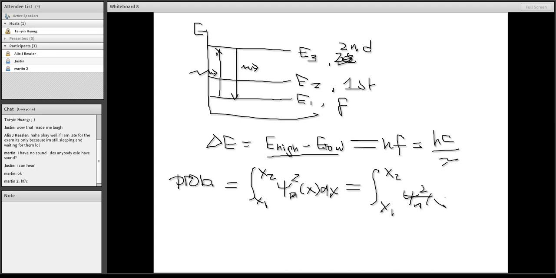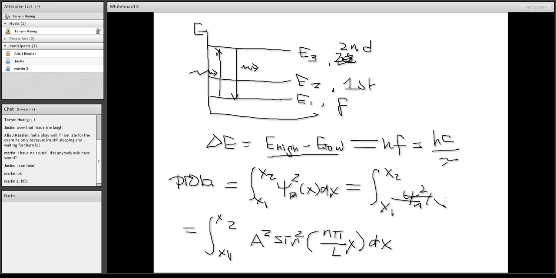I'm sorry. This is what I want to write. You have your x1 to x2, and then the wave function square, that will give you the A squared, which is the amplitude, and then times sine squared of m pi over L times x, and then you have your dx. Okay, so that's your probability of finding an electron that is trapped in an infinite potential well within the range x1 and x2.